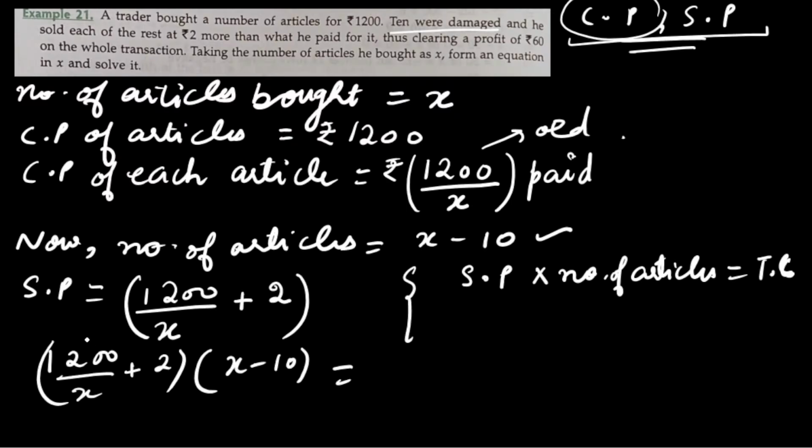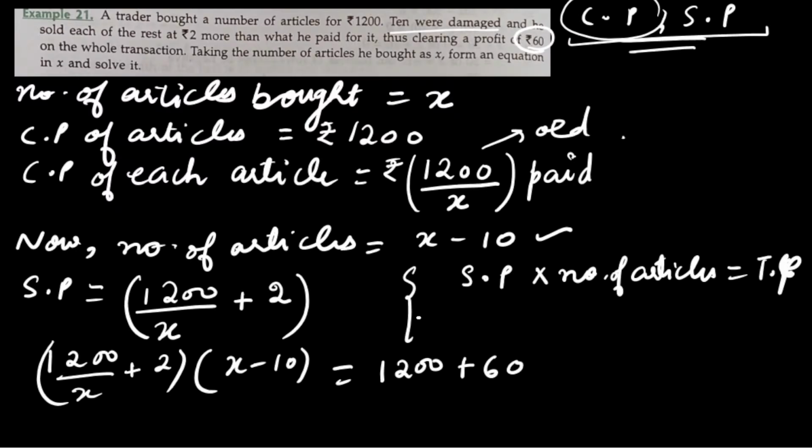Because this is the selling price, we will get the total including profit. So what is the profit they are telling? Profit is rupees 60. So that means earlier how much had he spent? 1200, but he earned the profit also. 60 is the profit he earned. So I'll just add 60 in this.